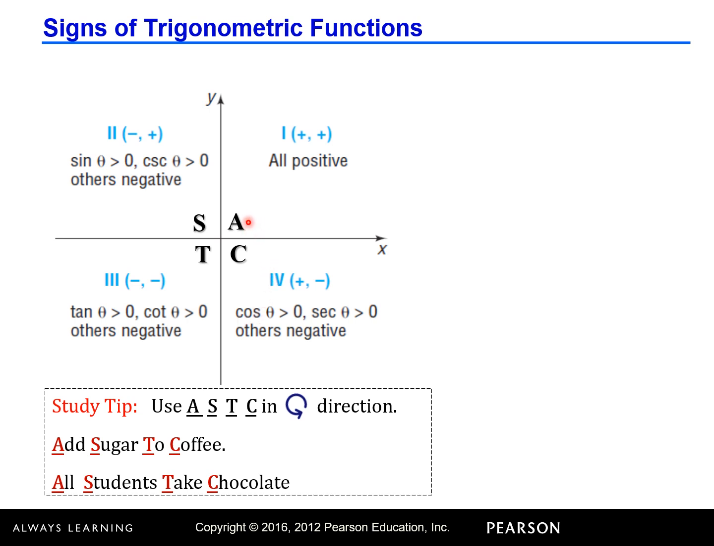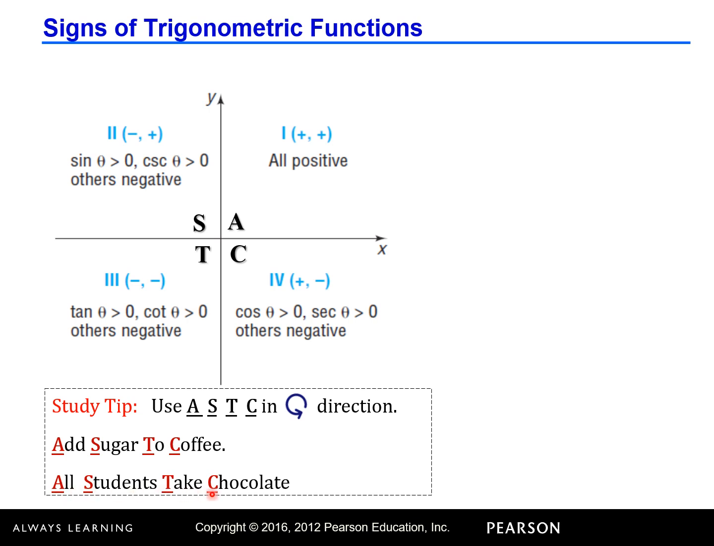You can memorize this ASTC in counterclockwise direction by identifying that A is add, S is sugar, T is to, and C is coffee. So, add sugar to coffee. Or you can memorize this as all students take chocolate.